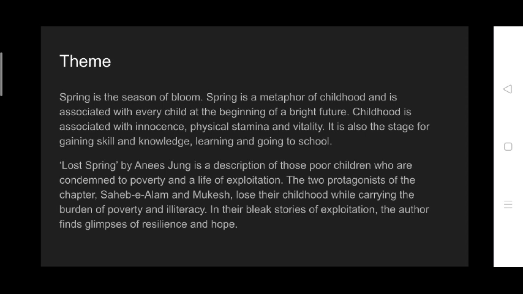Lost Spring by Anis Jung is a description of those poor children who are condemned to poverty and a life of exploitation. The two protagonists of the chapter, Saheb-e-Alam and Mukesh, lose their childhood while carrying the burden of poverty and illiteracy. In their bleak stories of exploitation, the author finds glimpses of resilience and hope.